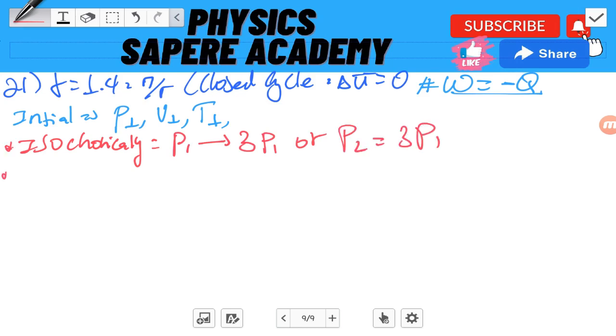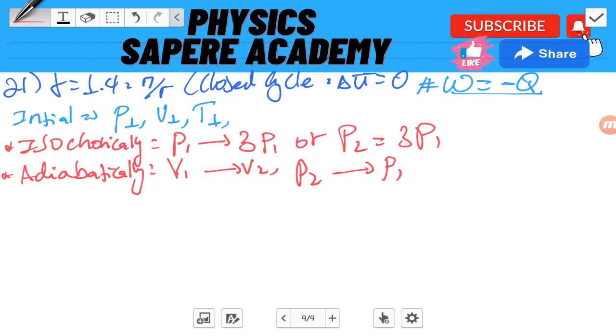And then it expands adiabatically. So at the second step, adiabatically, it expands. So V1 goes to V2. It expands adiabatically to its original pressure, and then P2 returns to P1, the original pressure. And finally, it is compressed isobarically. So isobarically it is compressed to return from V2 to V1.